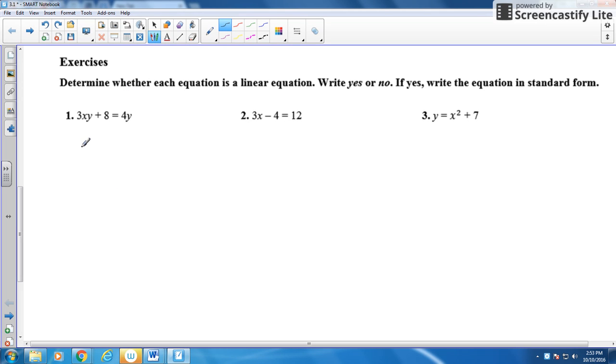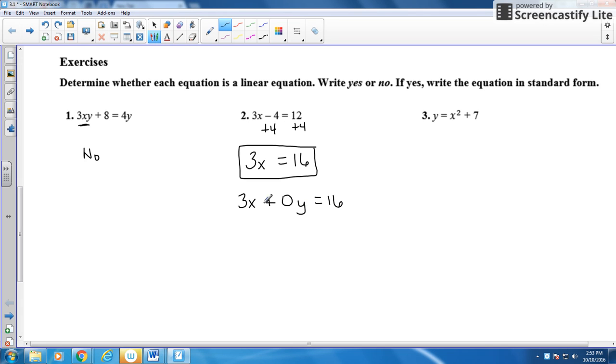Okay, so in number 1, we'll check it. This is no, and again, that's because of that x, y in the same term. In number 2, this is yes, because we can simply add 4 to both sides, and we can say that 3x equals 16. This is what would be standard form, but remember, it could also be written like this, 3x plus 0y equals 16, and that matches that format a little better, but notice that that's equivalent to this. Okay, so this one is a yes. And number 3, this is a no, again, because of that exponent there.